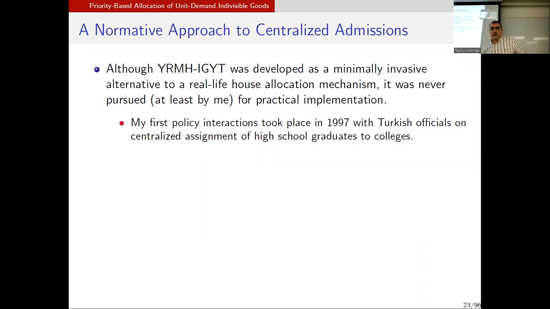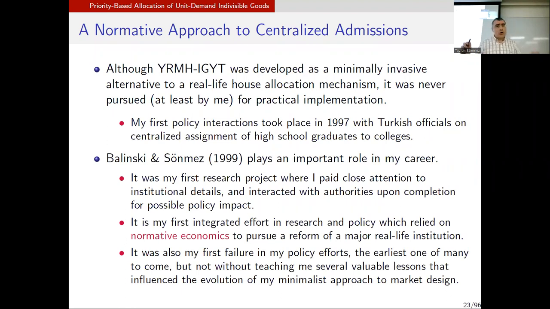Although you look at my house allocation mechanism, it was developed as a minimally invasive alternative to a real life house allocation mechanism, and it was never pursued, at least by me, for practical implementation. My first policy interactions took place in 1997 with Turkish officials on centralized assignment of high school graduates to colleges. So Balinski-Sönmez plays an important role in my career. It was my first research project where I paid close attention to institutional details and interacted with authorities upon completion for possible policy impact. It was my first integrated effort in research on policy, which relied on normative economics to pursue a reform of a major real life institution. It was also my first failure in my policy efforts, the earliest of many to come, but not without teaching me several valuable lessons that influenced the evolution of my minimalist approach to market design.